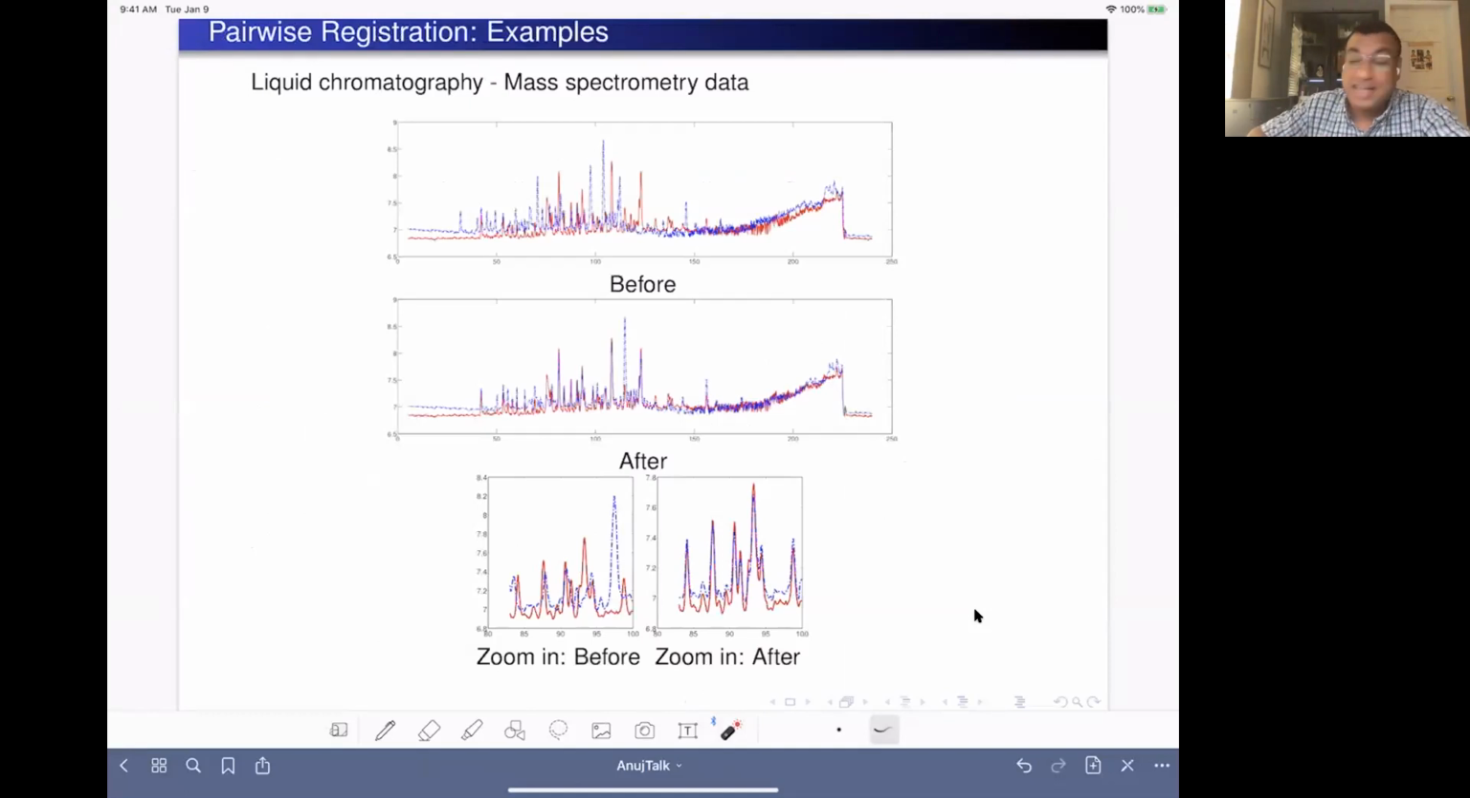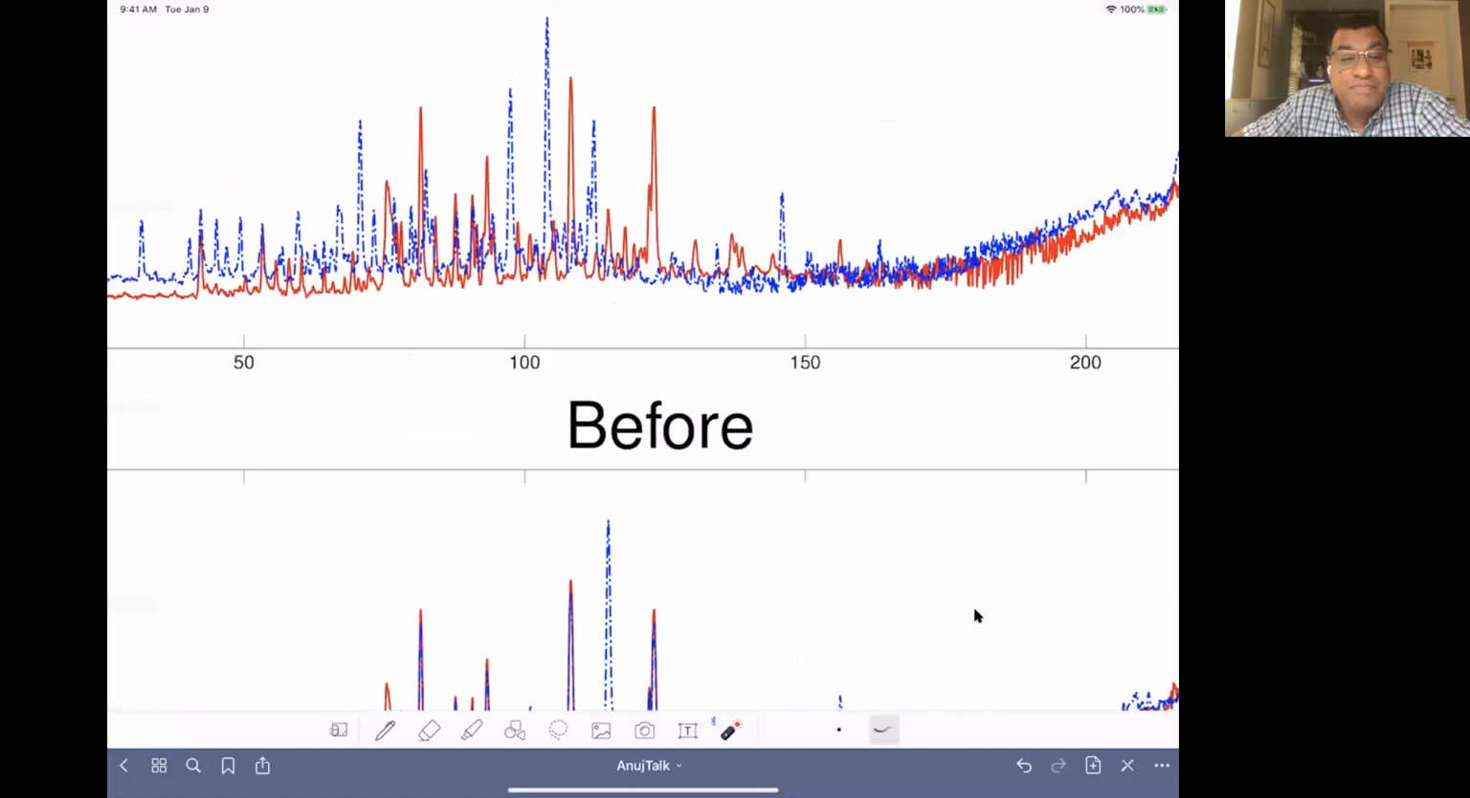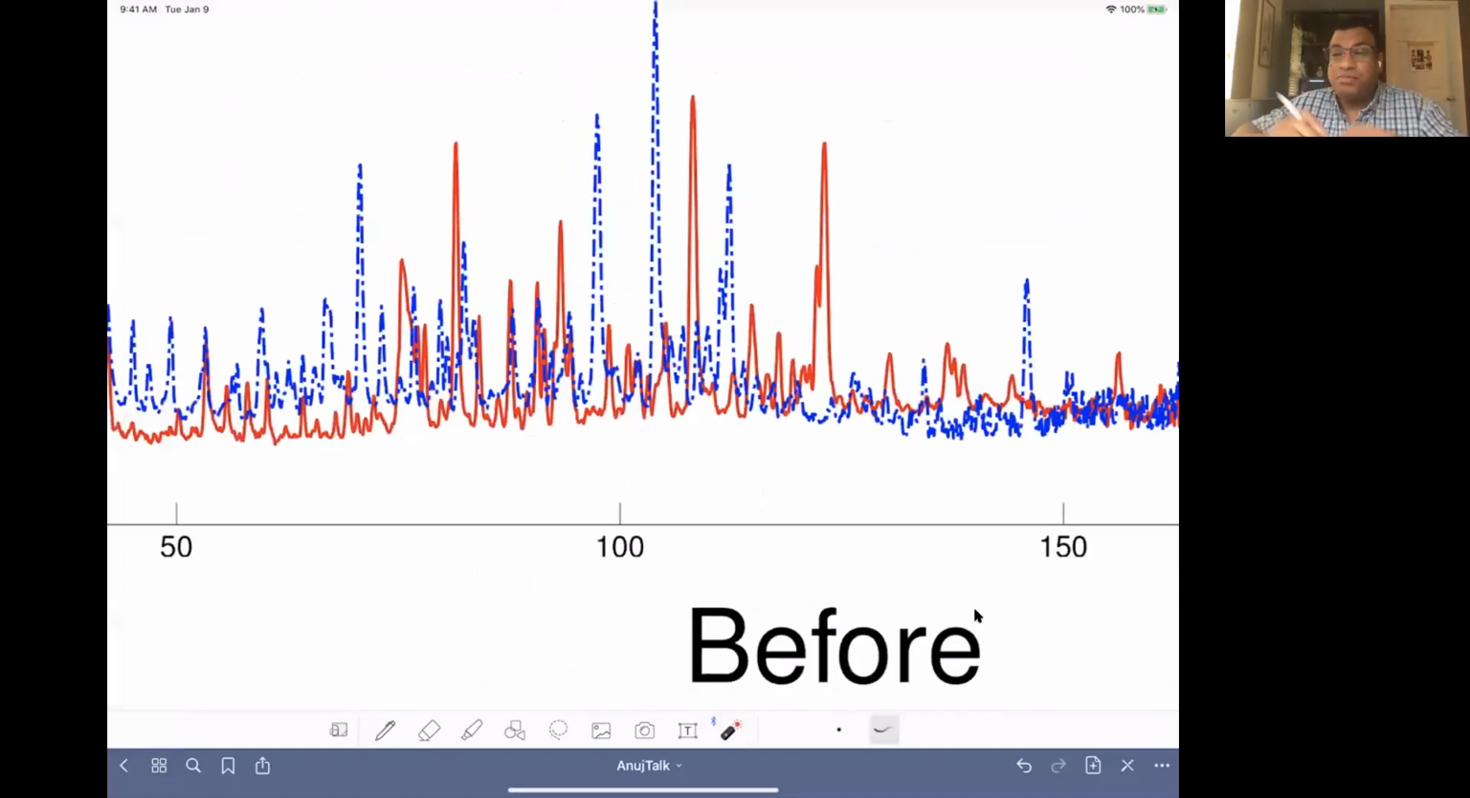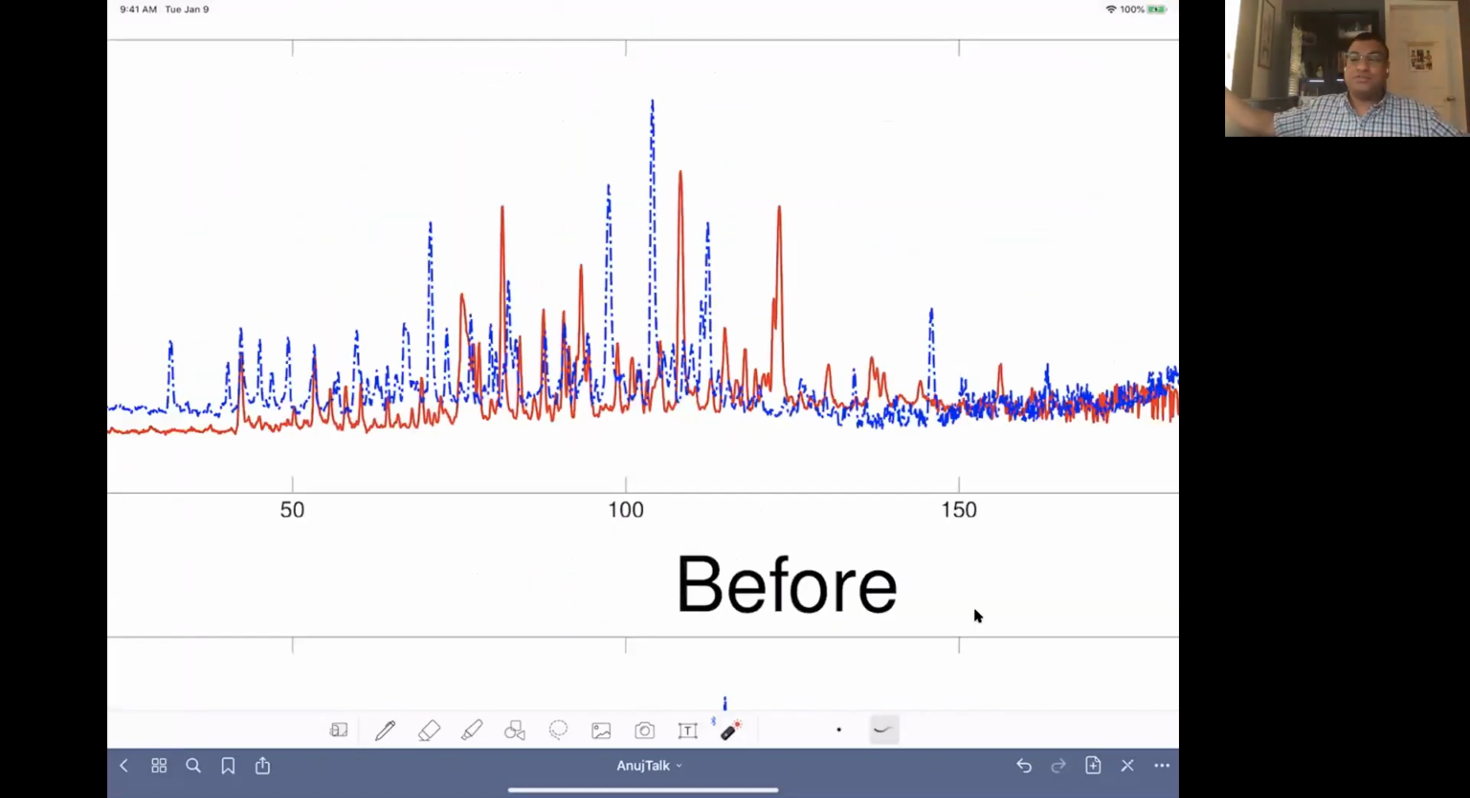I'll show you many examples, but I have just a couple of pictures. This is a problem I have worked on with people at NIST, the National Institute of Standards and Technology. They have this data called mass spectrometry data. Let me zoom into it. It's very peaky data. They put some substance into a mass spectrometer and look at the signature of the substance.